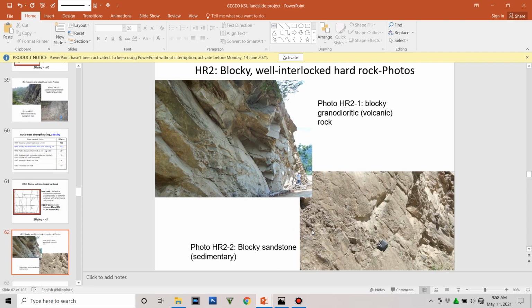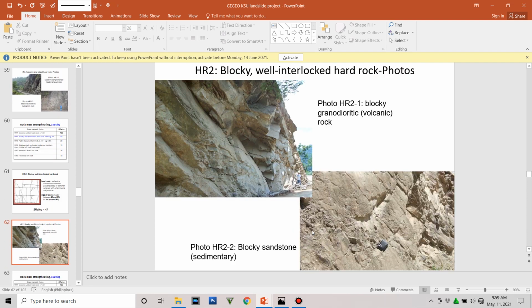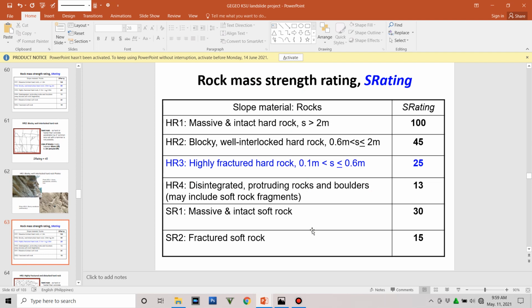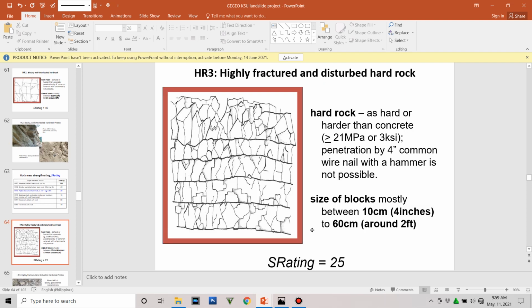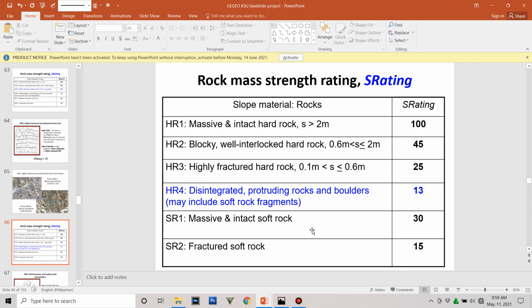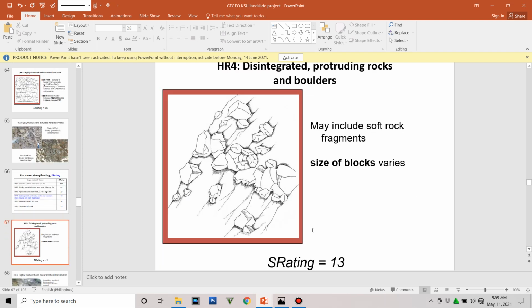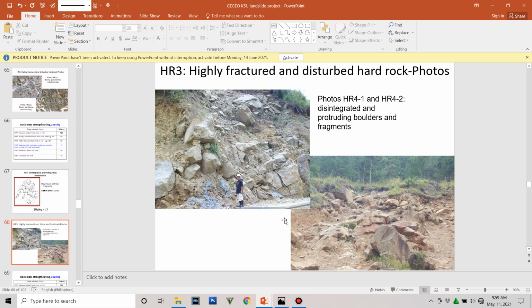So we have already discussed this, blocky. So these are the photos of the HR2 blocky well interlocked hard rock. Usually this is a granodioritic or volcanic rock. And then highly fractured, and then the disintegrated or protruding rocks. So this is the lowest among the hard rocks, the HR4. So yan. There are already separation on the slope.